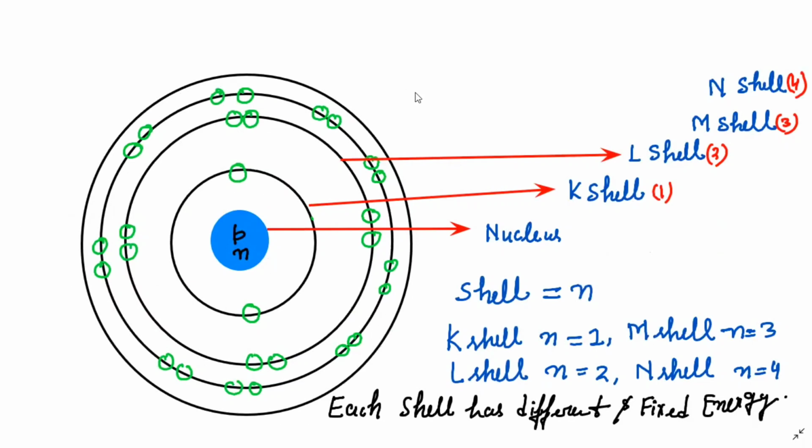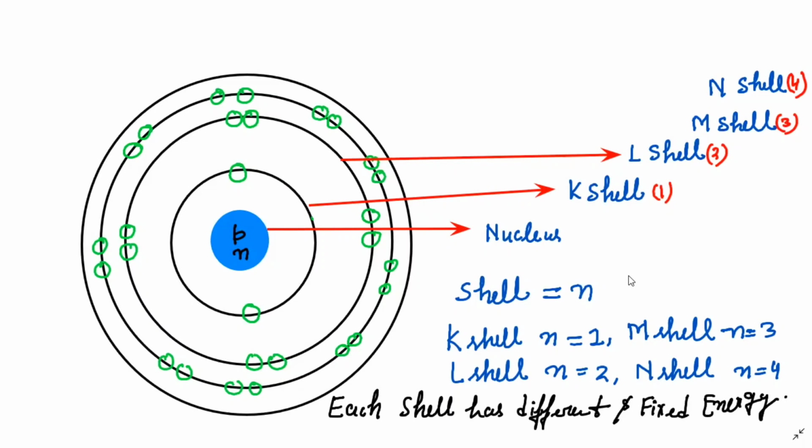The shells are houses in the community. So house number 1, house number 2, house number 3, house number 4: n number 1, n number 2, n number 3, and n number 4. So what is n? n represents the principal quantum number, or we can say shells, orbits, or energy levels.